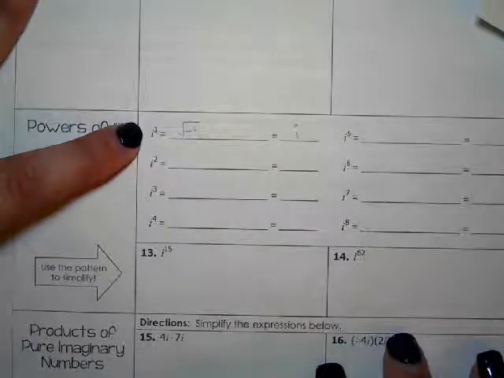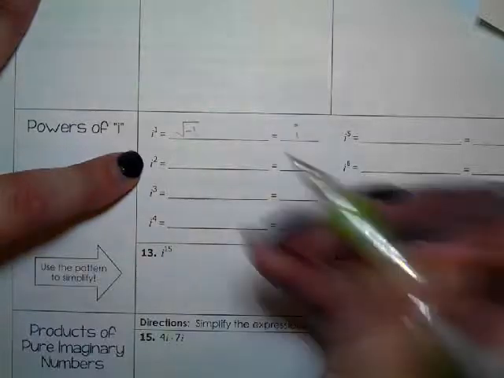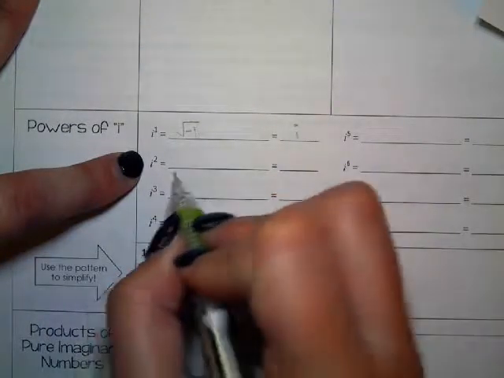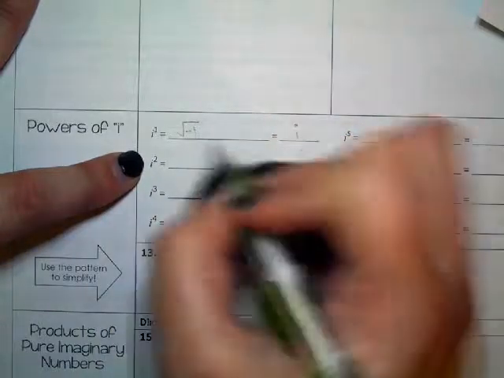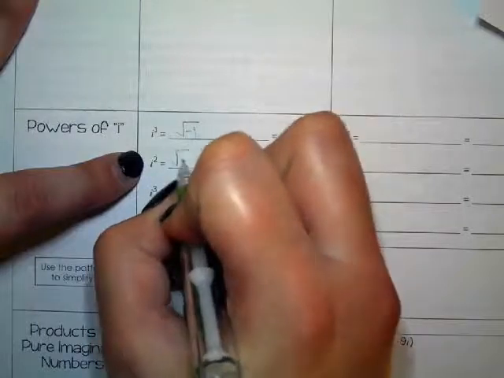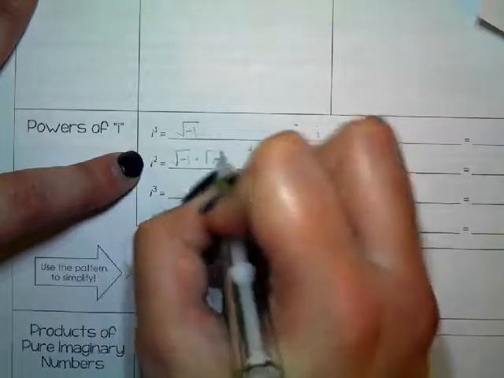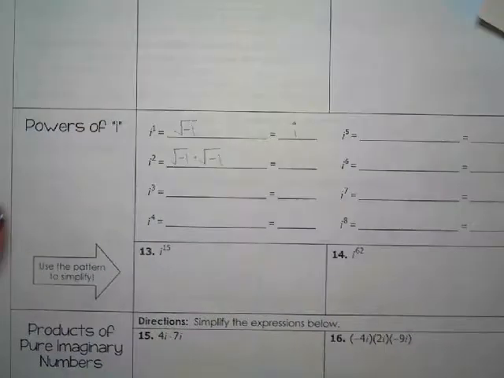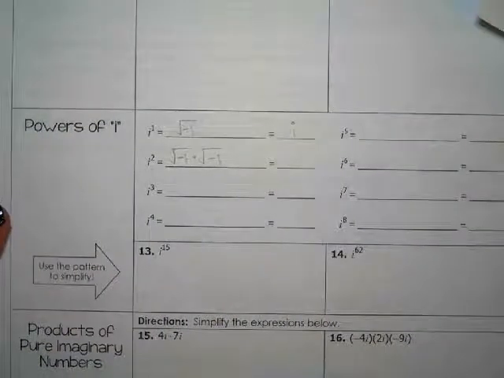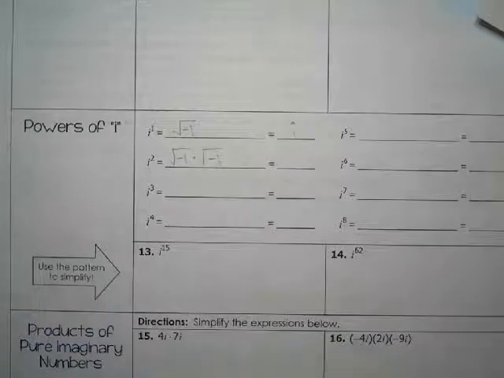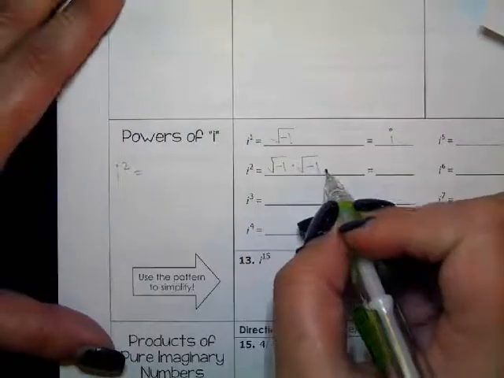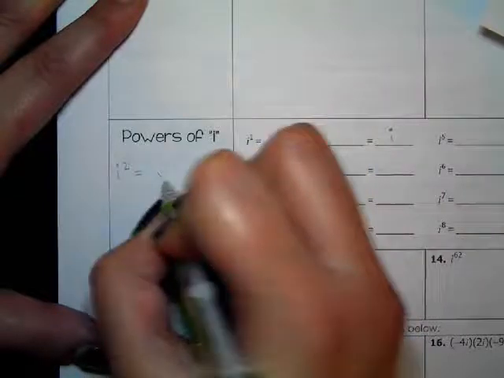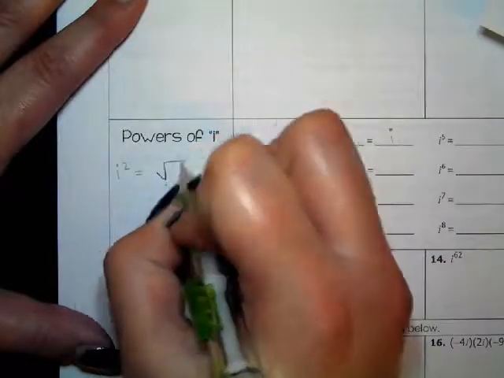Right? i squared is pretty interesting because it's actually the square root of -1 times the square root of -1. Would you guys agree with that? Okay. I'm going to write this off to the side. i squared is the square root of -1 times the square root of -1. So you could basically say it's the square root of -1, squared.